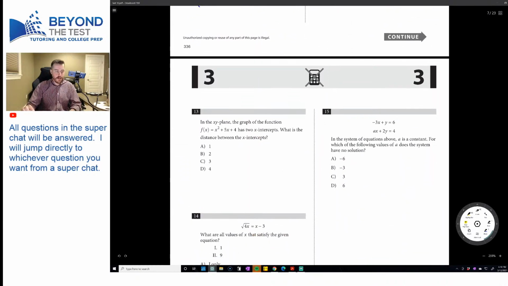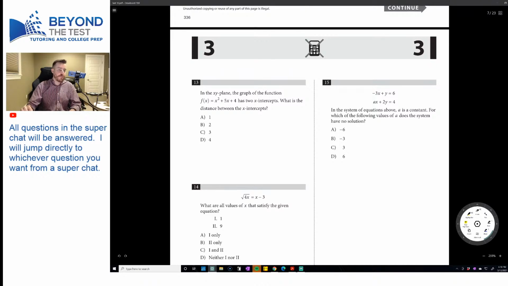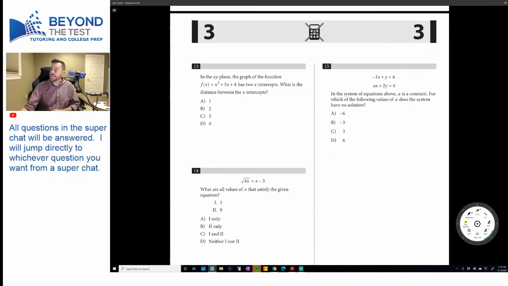All right, let's take a look at number 13. It says, in the xy plane, the graph of the function f of x equals x squared plus 5x plus 4 has two x-intercepts. We want to know what is the distance between those x-intercepts.